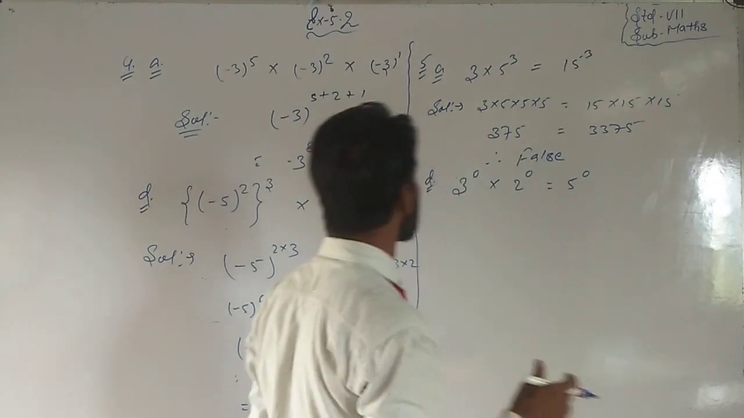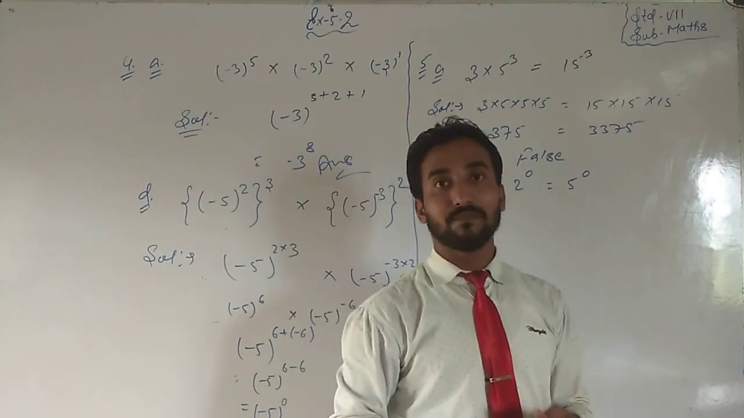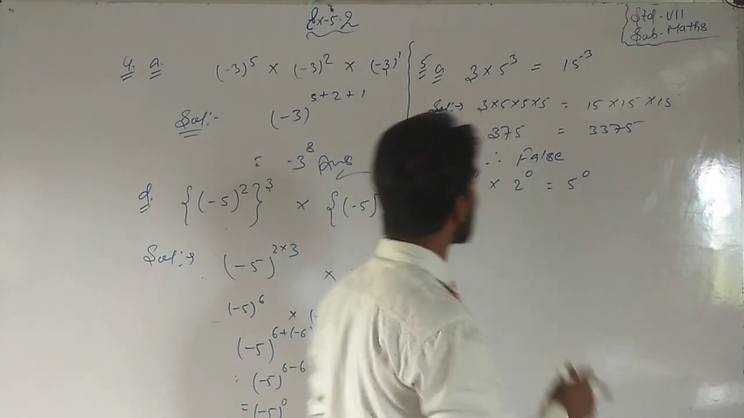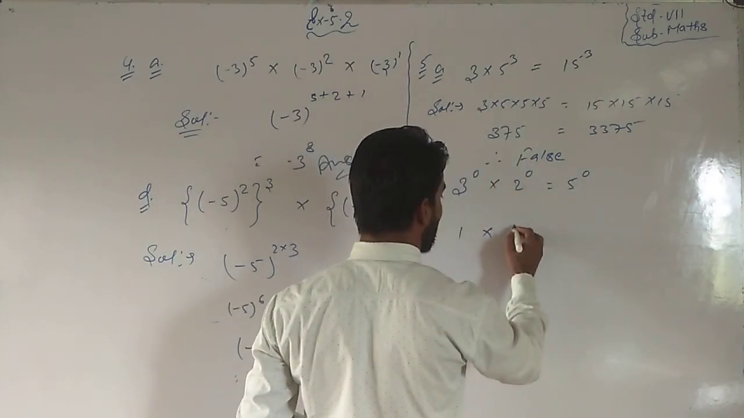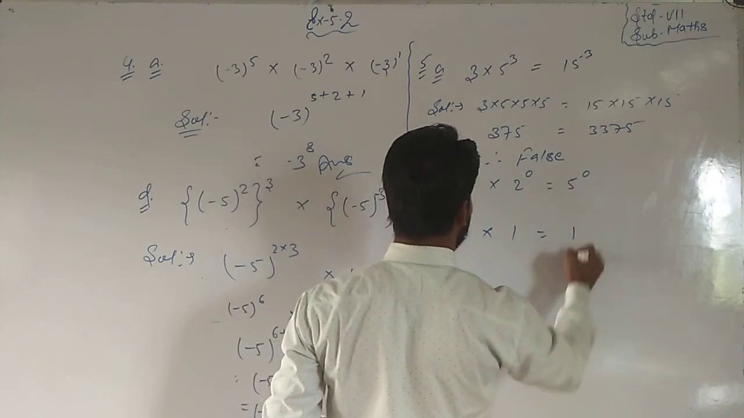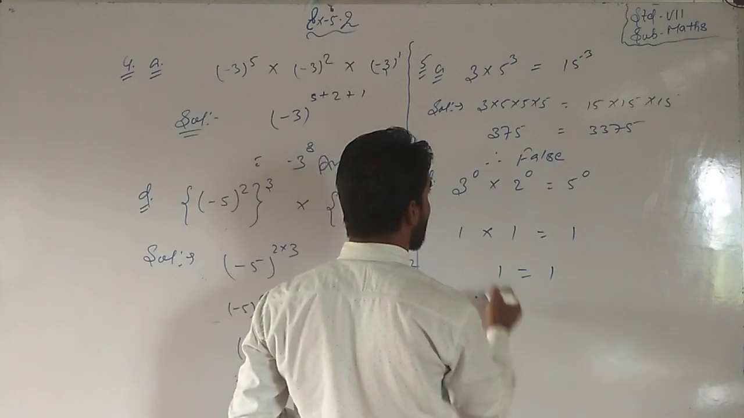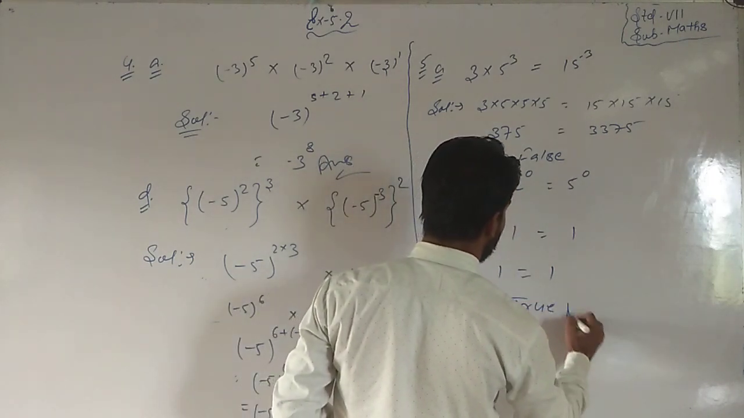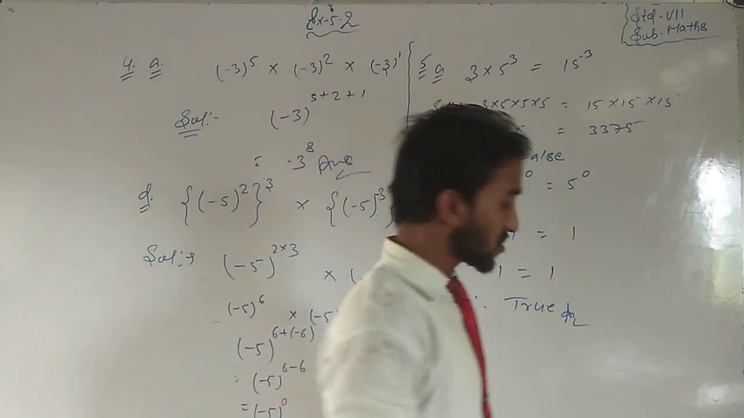So what does the zero exponent say? The zero exponent says that if any base is raised to the power 0, then its value will be 1. So 3 to the power 0 is equal to 1, 2 to the power 0 is equal to 1, and 5 to the power 0 is equal to 1. 1 into 1 is equal to 1. Can we say the given statement is true? So we can say this statement is true. So students, I think you have understood how to solve this question.